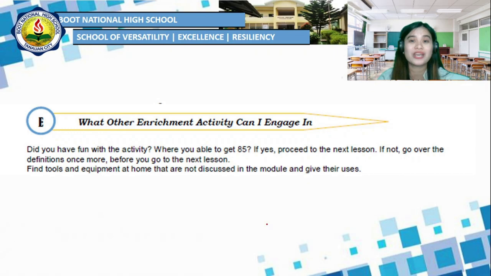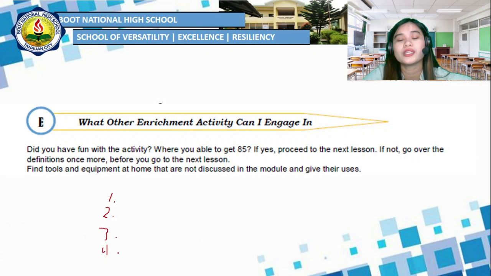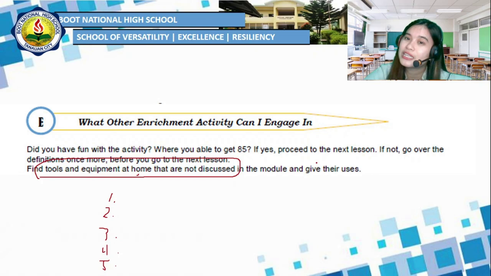Now, find the tools and equipment at your home that are not discussed in the module and give their uses. For example, meron kayo sa bahay nyo na tools and equipment na hindi ko naman na-discuss. You can write it here again. Ano, basta kung meron. If wala, okay lang din naman. Kasi, ang sabi dito ay, tools and equipment at your home that are not discussed. Eh, kung na-discuss naman ni teacher lahat, so no need to answer letter E.